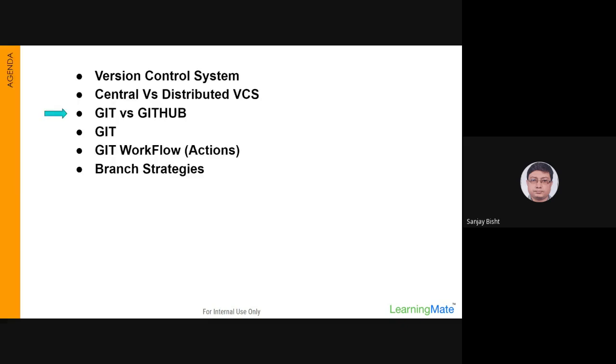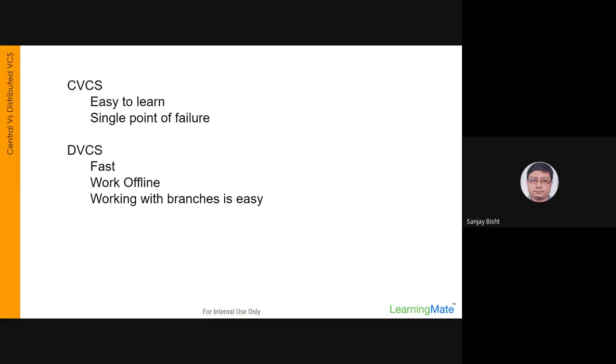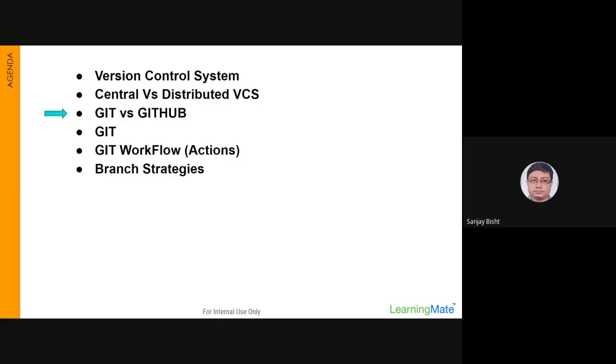Any questions on the centralized and the distributed version control system? Okay, fine. Let's move to what is Git versus what is GitHub. It is one of the major things that people get confused with, because the names are very similar. What is Git? What is GitHub? Anybody in this room who is aware about the difference?